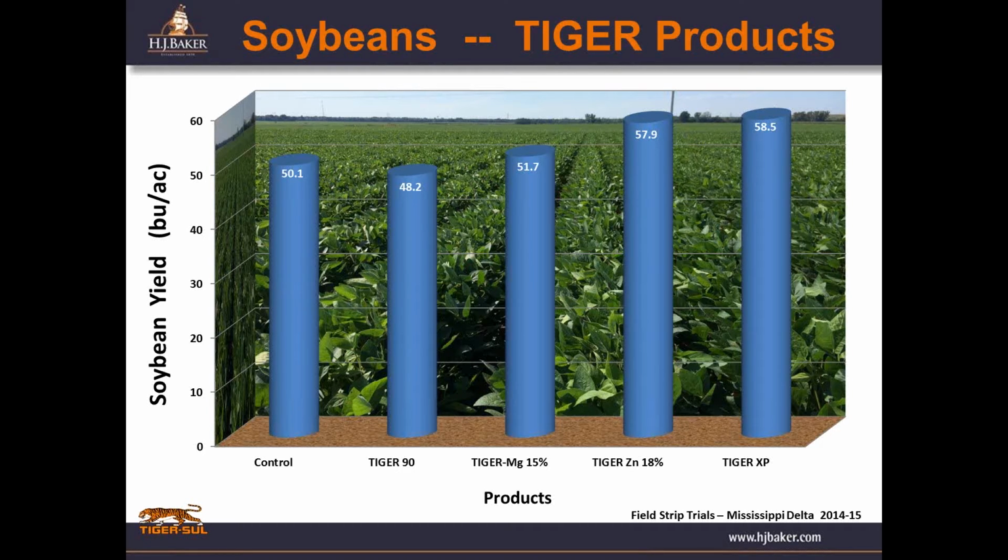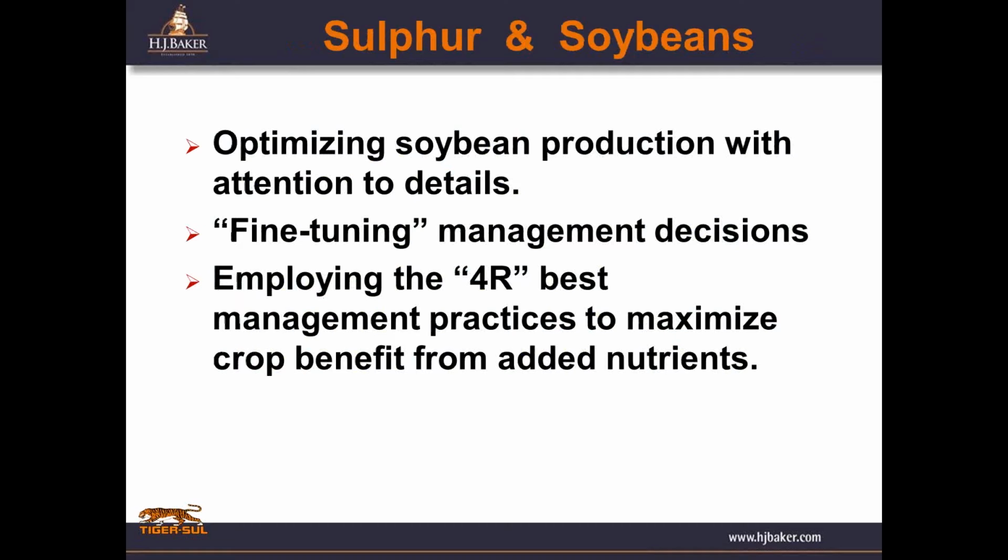So optimizing soybean production with attention to details, fine-tuning your management decisions, and employing the 4R best management practices to maximize crop benefit from added nutrients can certainly contribute to maximizing yield potential and seed quality.